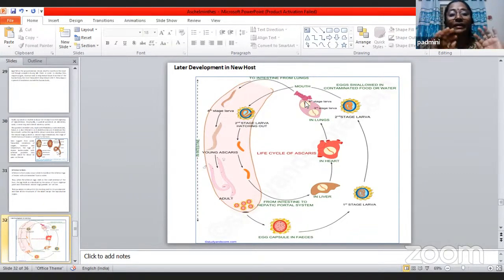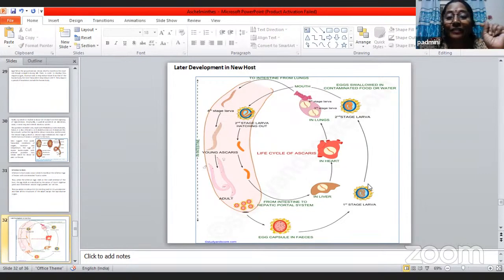There, they start living. And from the fourth stage, they become a young Ascaris. From young Ascaris, they become an adult Ascaris. When they are becoming an adult Ascaris, they develop their reproductive system, and then they start reproducing in the intestine. So this is the life cycle of Ascaris lumbricoides. So you have to remember all these different stages over here.